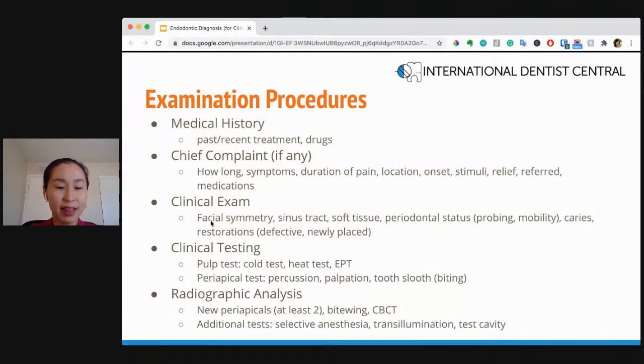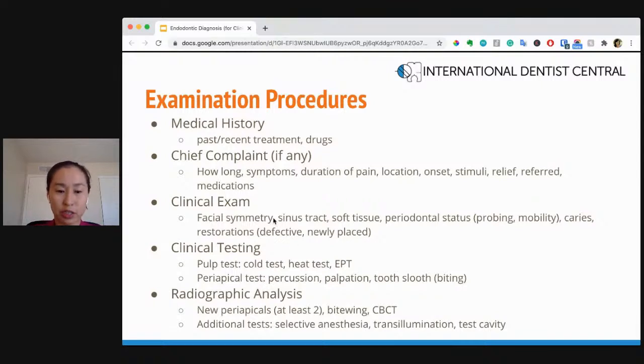And then we have to do a clinical examination. We have to check for big things like swelling and abscess, and we have to check the periodontal status of the teeth, and of course caries and restorations and things like this.